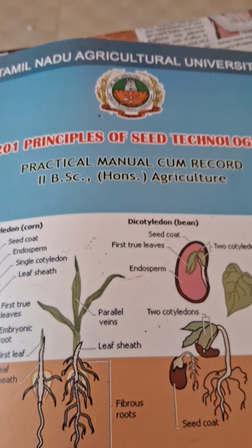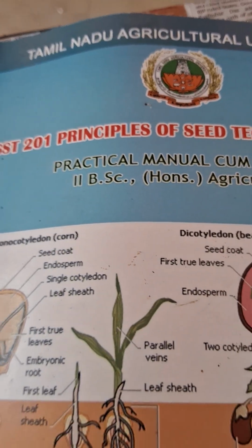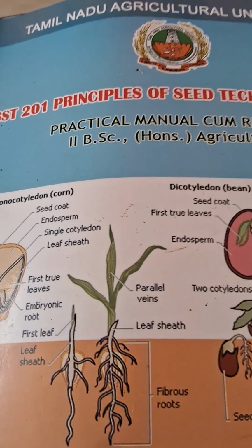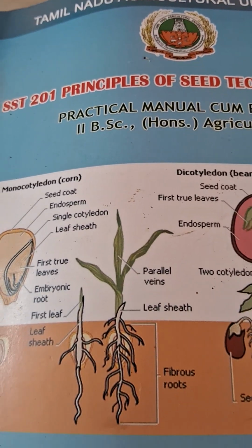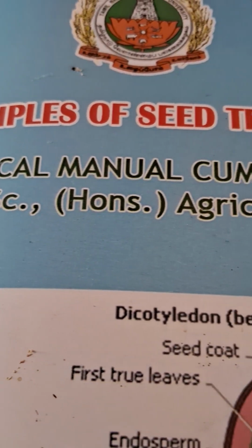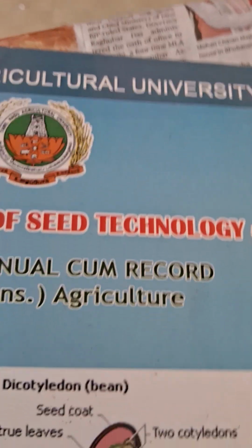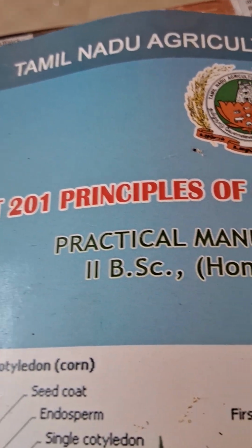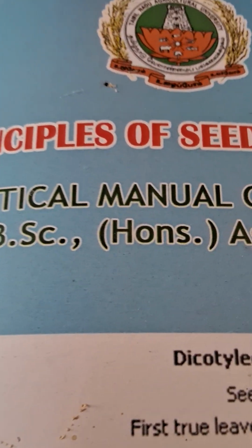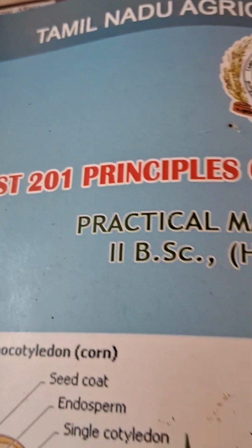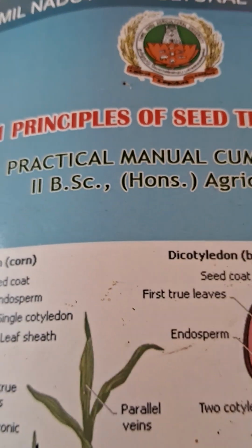This video is purely meant for the students who are studying second year seed technology course. Course number is SST 201, Principles of Seed Technology. The title of the course is Principles of Seed Technology. Course number is SST 201. For all the agricultural graduate students who are studying second year BSc Agri.